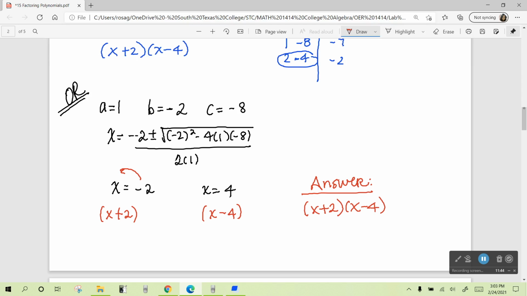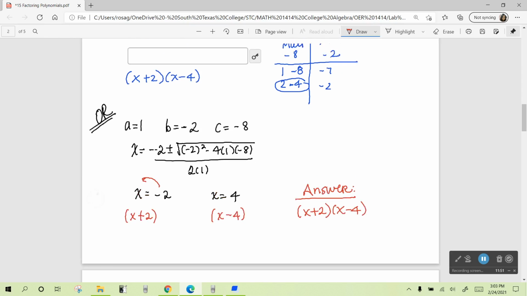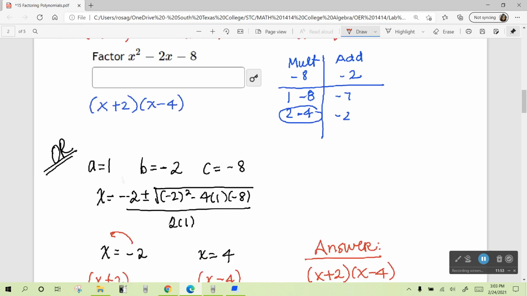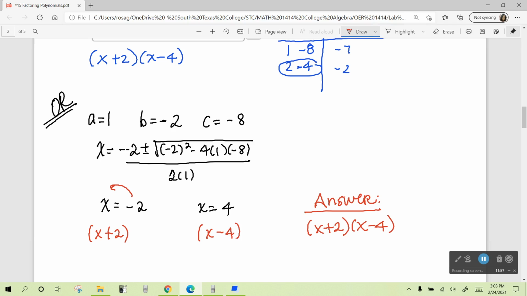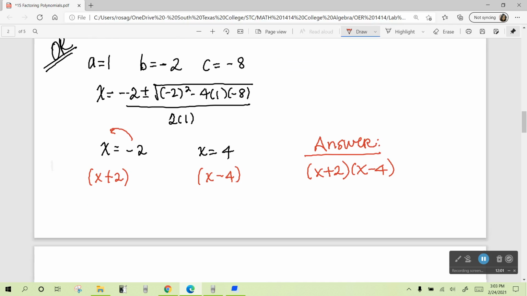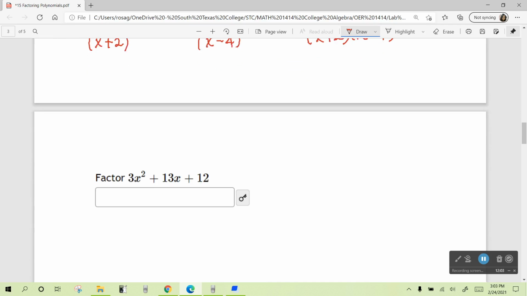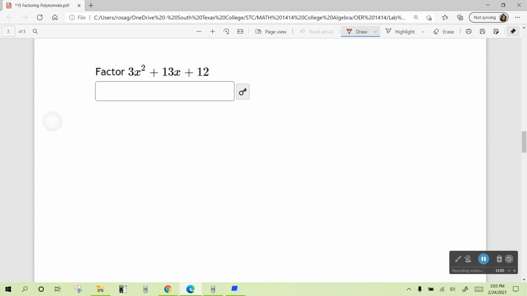Because I don't call this factoring, this is solving an equation. So it has nothing to do with factoring. But it's a way to go around factoring if you have problems with it. And since we have so many things in this class, this is a way to get that done without the actual factoring process. It works for any of them.